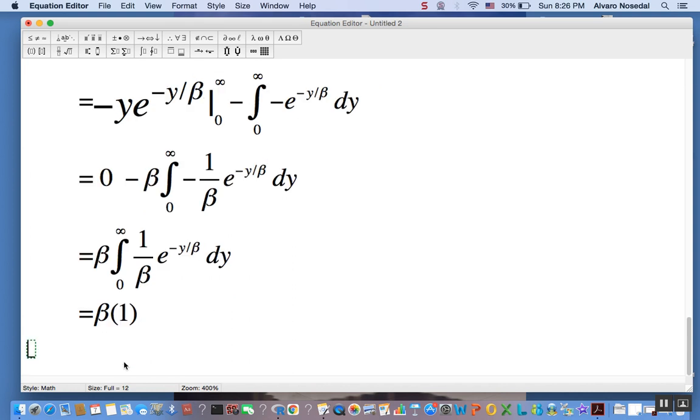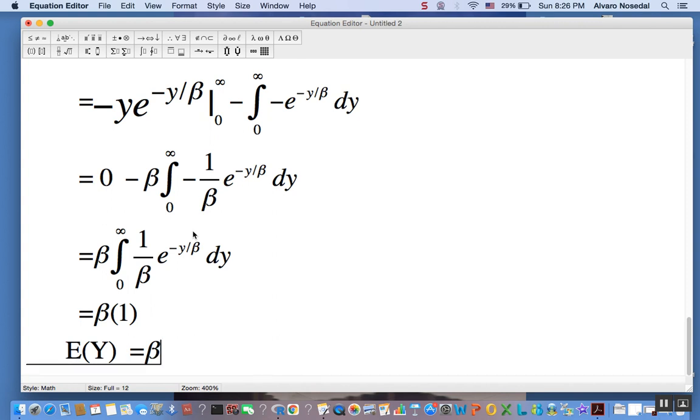Which is just beta. So we have shown that the expected value of a random variable with an exponential distribution is beta. Okay, and again, the argument that we used here was that this integral is the integral of a PDF, okay, a legit PDF, over the region where it's different from 0, so we know that this is going to be just 1. And in this case we had already shown that.